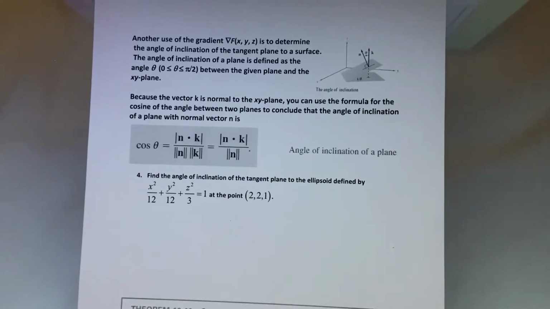Because the vector k is normal to the xy plane, you can use the formula for cosine of the angle between 2 planes to conclude the angle of inclination of a plane with normal vector n: cosine theta equals the absolute value of the dot product of n and k divided by the magnitude of n times the magnitude of k. Now, k is a unit vector, so its magnitude is 1, and all we have to do is divide by the magnitude of n.